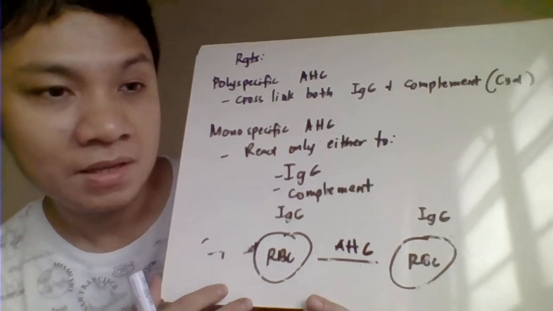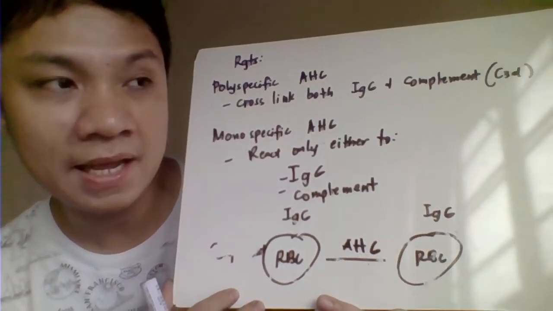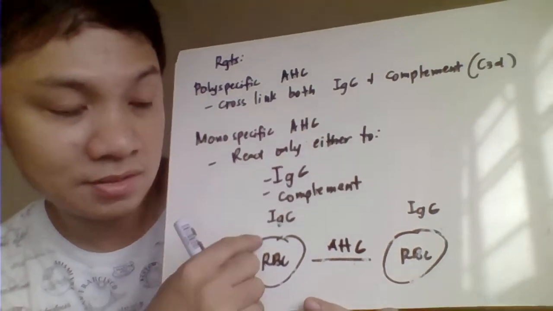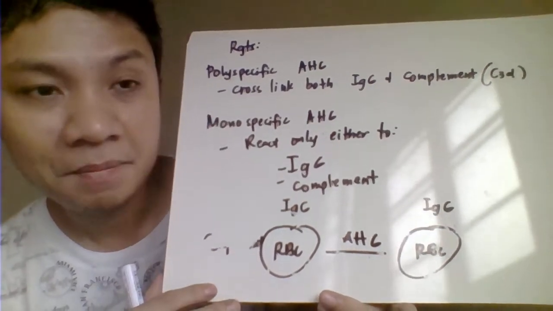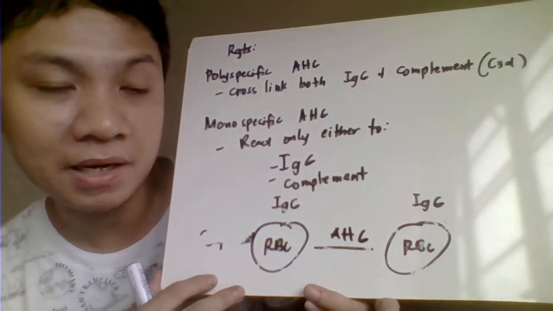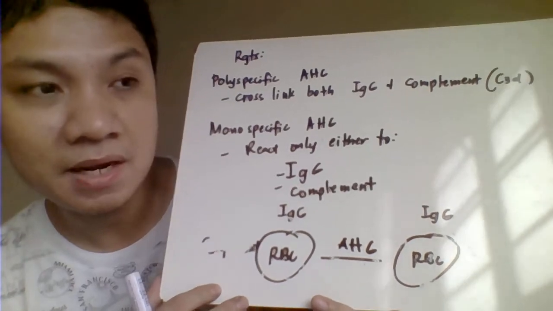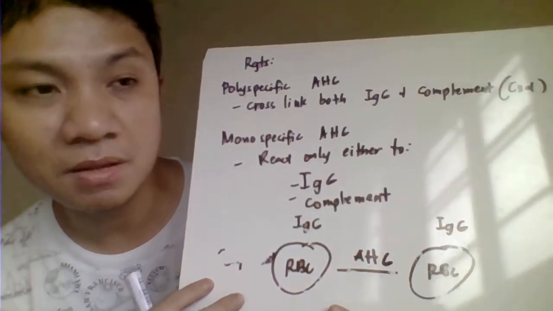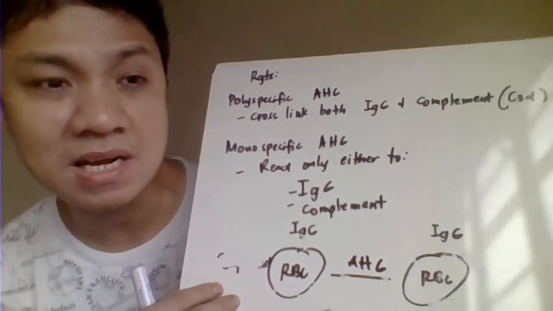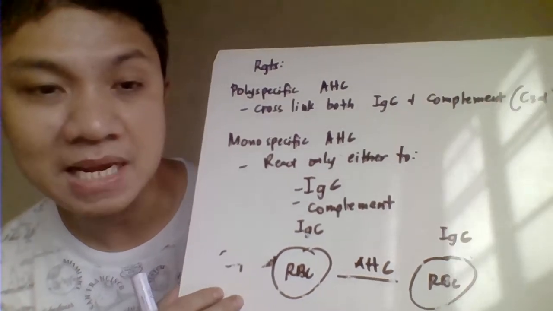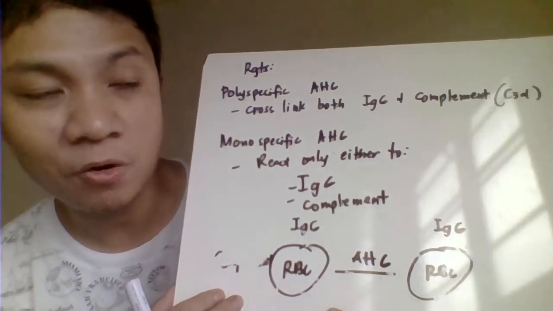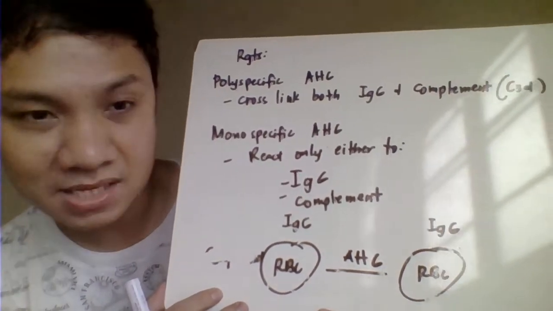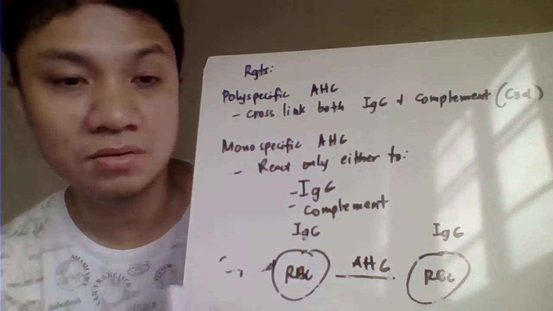Pag monospecific, if you're using anti-human globulin, anti-IgG antibodies, pag nag-positive yan, automatic ang naka-attach sa RBC natin ay IgG. Pag anti-human globulin natin is anti-complement, pag nag-positive, mean to say ang naka-sensitize sa RBC natin ay complement and not the IgG. Okay, so that's a good thing about the monospecific, only that very limited ang kanyang application kasi kailangan niya mamili kung ano ang naka-sensitize sa RBC natin for that to have an agglutination reaction.